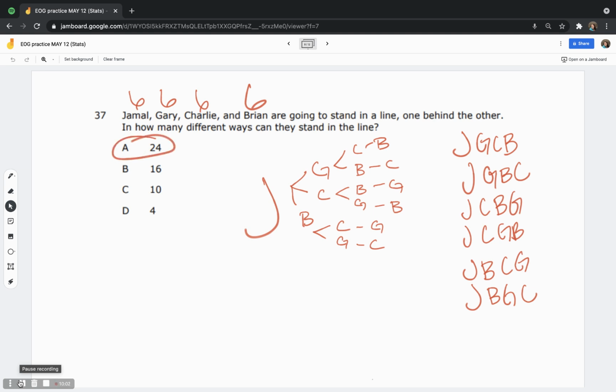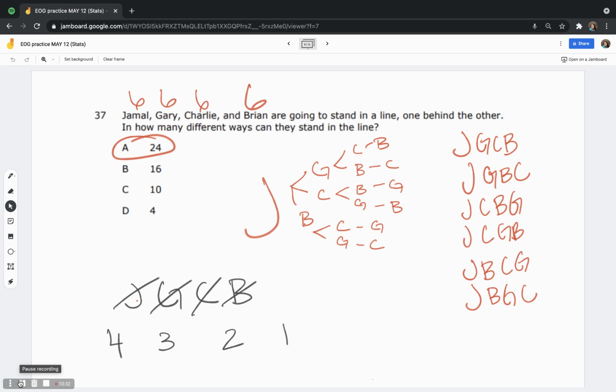Now, the easier way to do this: I have 4 students to choose from that I'm going to put in line. So, for example, if I tell Jamal to get in line, I start out with 4 people. Jamal gets in line. Now there's only 3 people to choose from. Then if I tell Charlie to get in line, for example, then there's only 2 people to choose from. And then if I tell Gary to get in line, then Brian's the only one left.